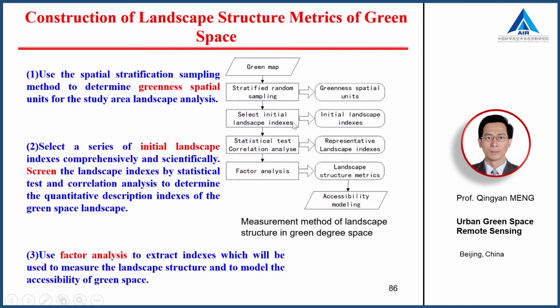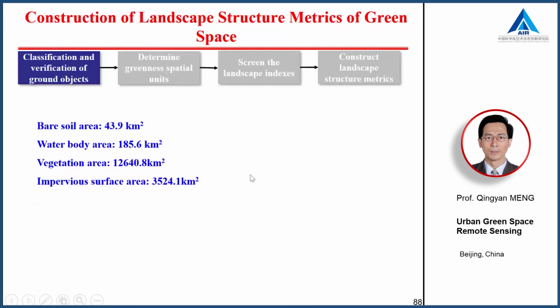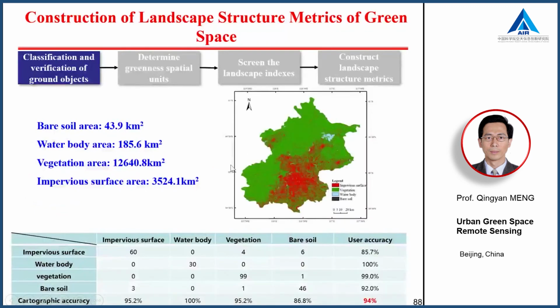Okay, and we use the spatial stratified sampling method to determine the green space unit, and to select a series of initial landscape indices, and to screen them by the statistical test and the correlation analysis, and then conduct the factor analysis. Okay, this is the classification and validation. Okay, this is the validation.